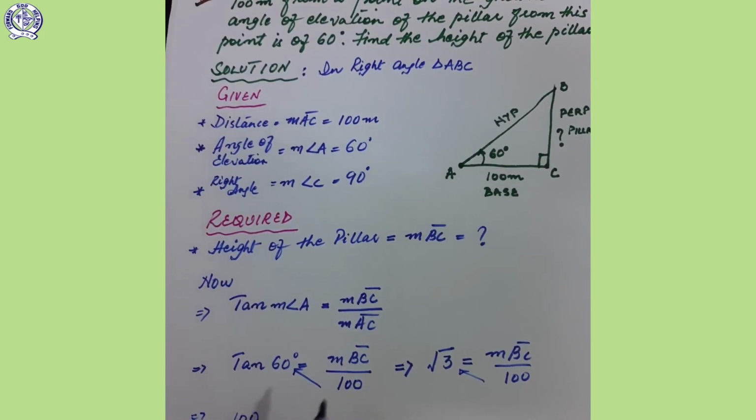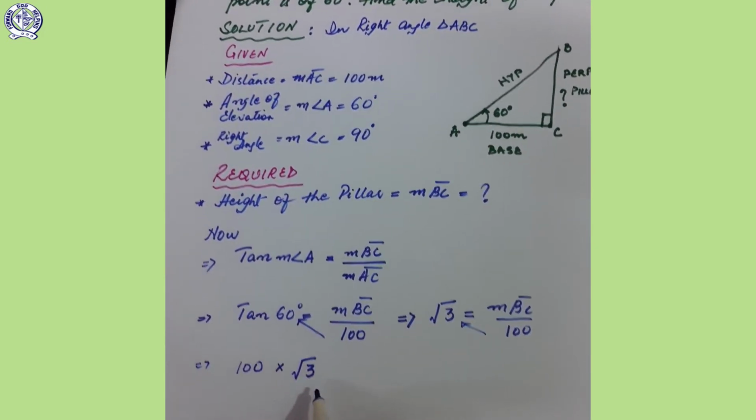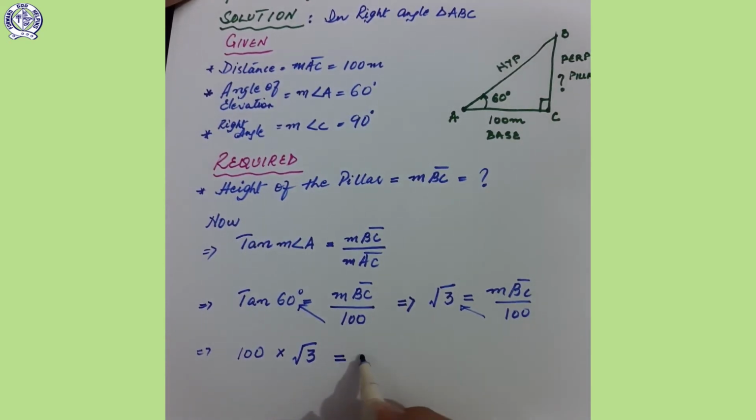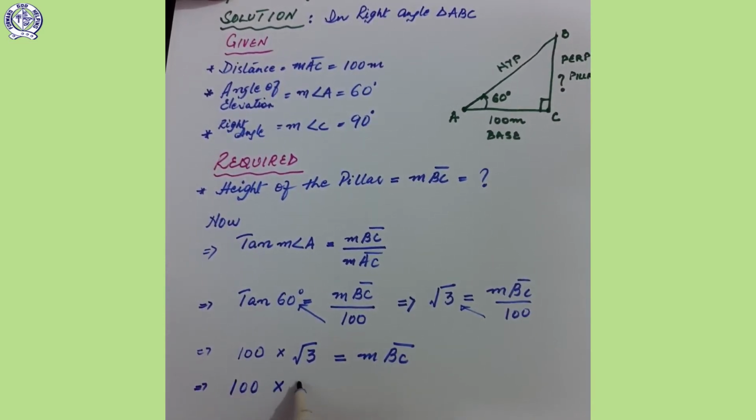100 multiplied by root 3 equals BC. Okay, you can use a calculator to find the value of root 3. Root 3 is equal to 1.732. You have to learn it, or you can find it with the calculator. So multiply this with 100, you will get 173.2.